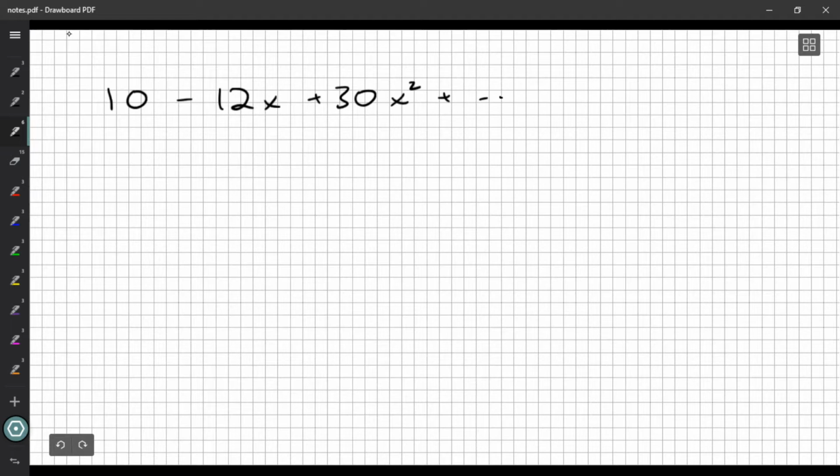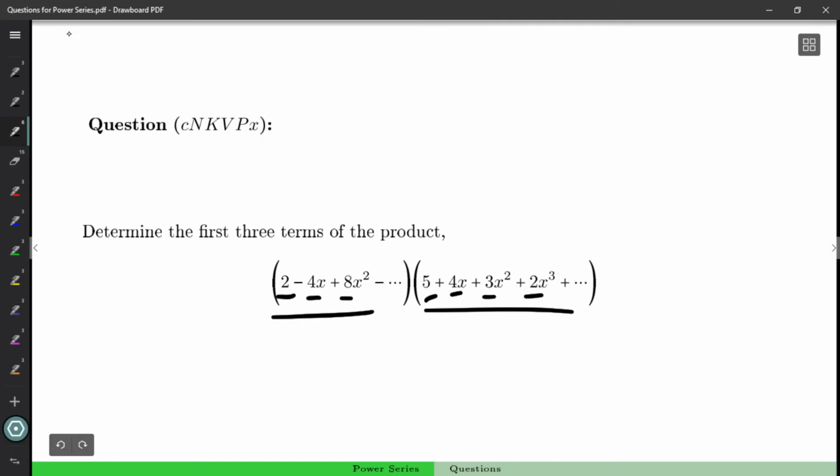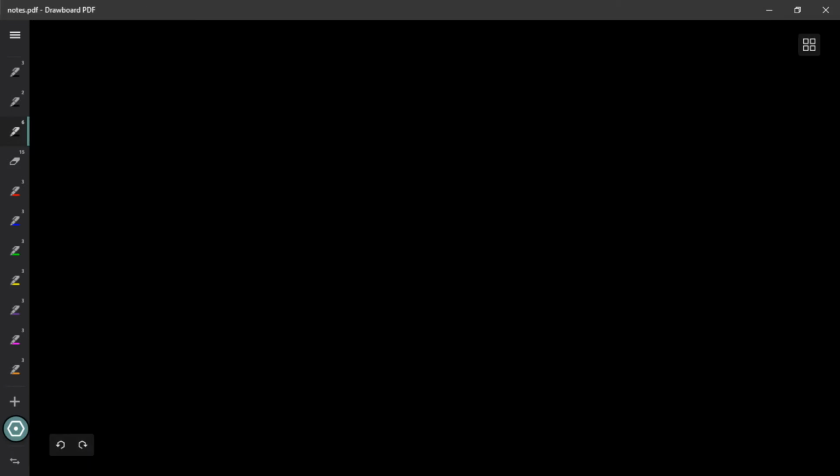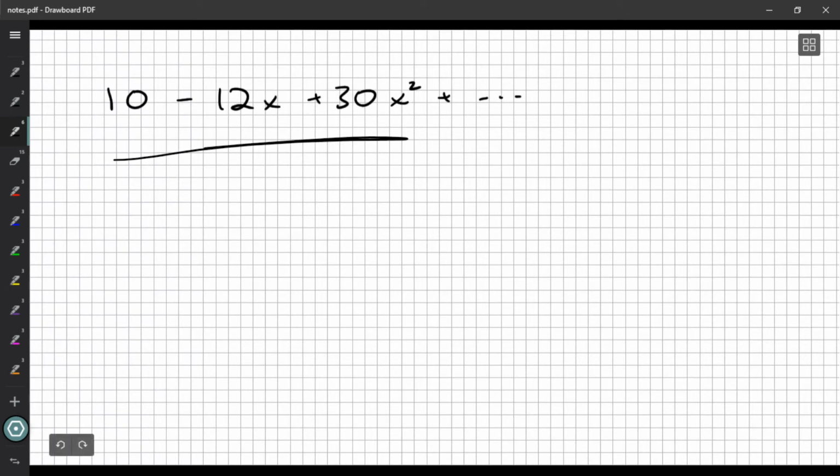And we just wanted the first three, so I don't really care. In fact, we don't have enough information to get the next term because they didn't give us enough of this power series. But that's okay. We still got the first three terms of our product. 10 minus 12x plus 30x squared.